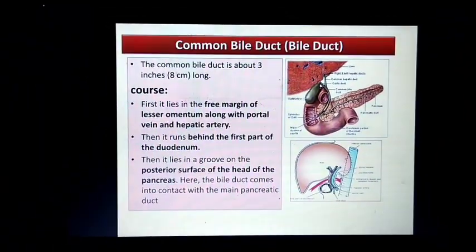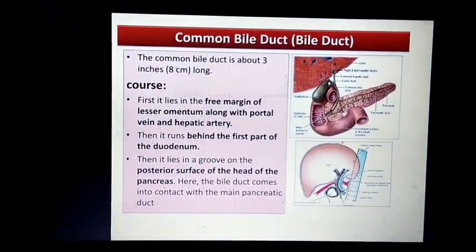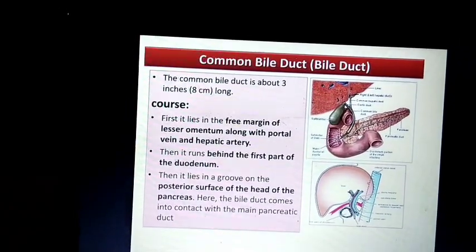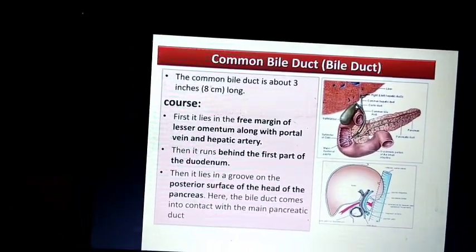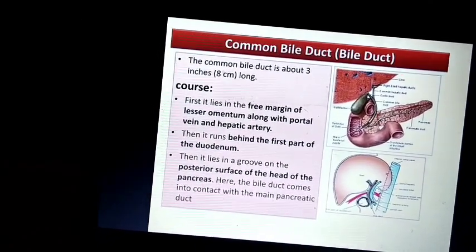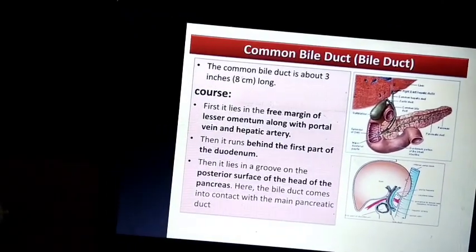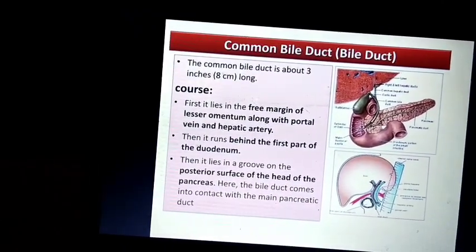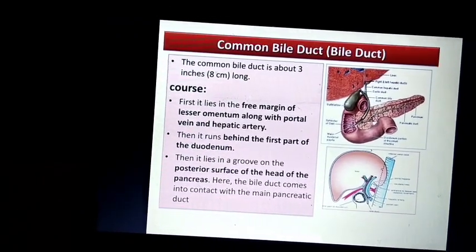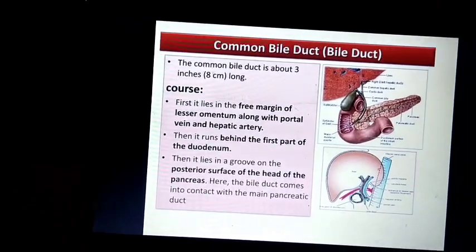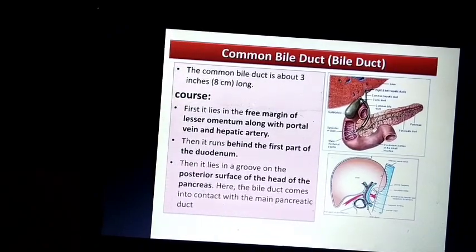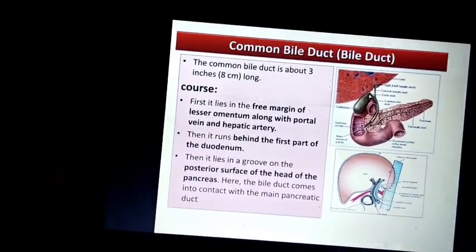Now we can study the common bile duct. The common bile duct is formed by the joining of the common hepatic duct and the cystic duct. Okay, and it starts at the lesser omentum or hepatoduodenal ligament. Along with the hepatoduodenal ligament, it comes downwards, along with the portal vein and hepatic artery.